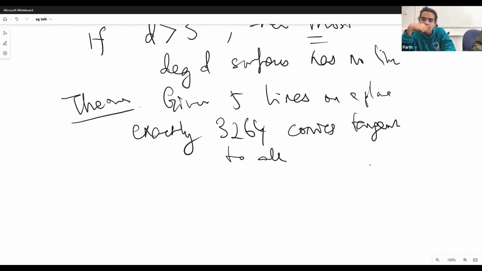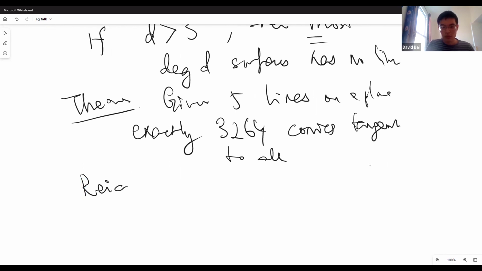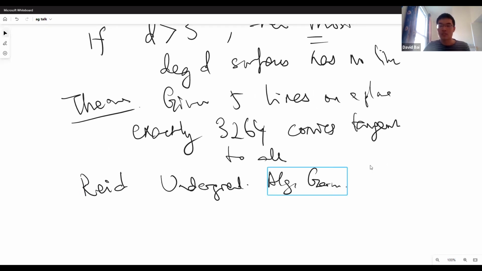I think I would recommend, I think many of you might have heard of this book, Reid's Undergraduate Algebraic Geometry, where he also covered the elementary proof that I mentioned. There's another book which references Reid's book, so I'm not going to put that there.